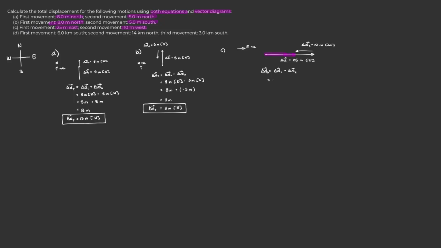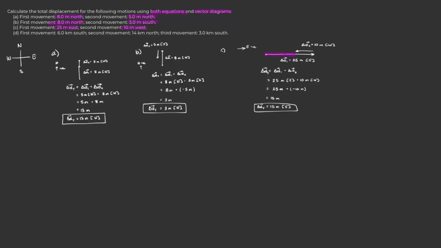So let's start plugging numbers in. 25 meters east plus 10 meters west. East is positive, so we leave 25 as positive. And the 10 is going west, so that's going to be a negative now. This should give you 15 meters. 15 meters. Positive number, that means it's going east. Delta d_T. There you go.